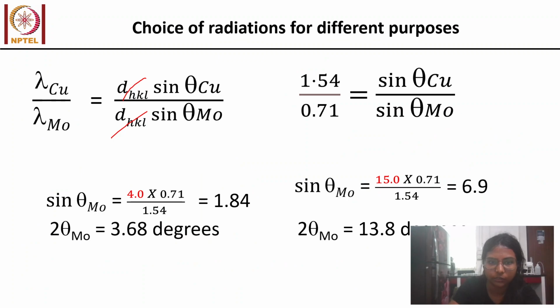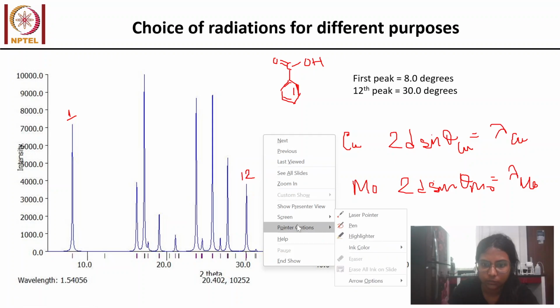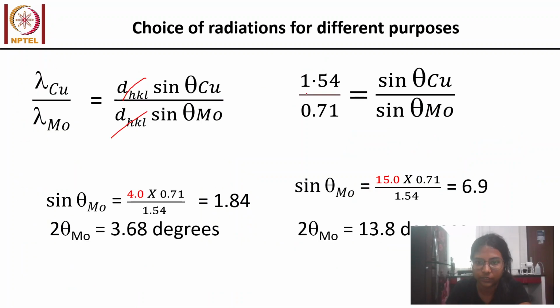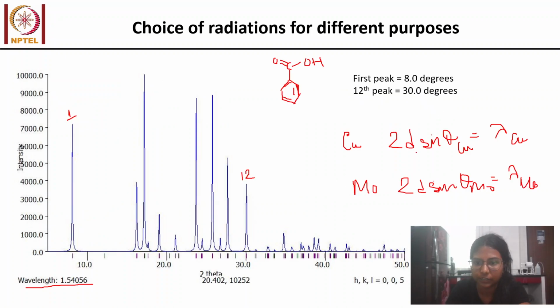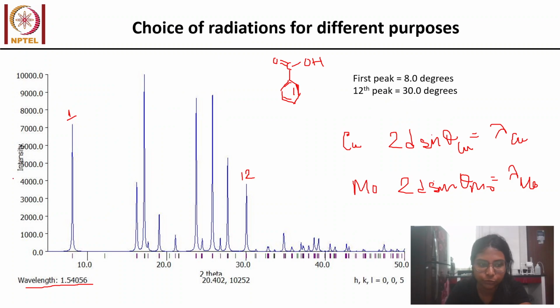So we were here, right? So this PXRD pattern, you can see here, was taken using this wavelength 1.54. So 1.54 means this is the wavelength of copper. So this PXRD pattern was taken with copper K alpha radiation. Using copper K alpha radiation, we got the first peak at 8 degrees. But here you should remember that when we are plotting the PXRD pattern, we are plotting intensity versus something which is called 2 theta.